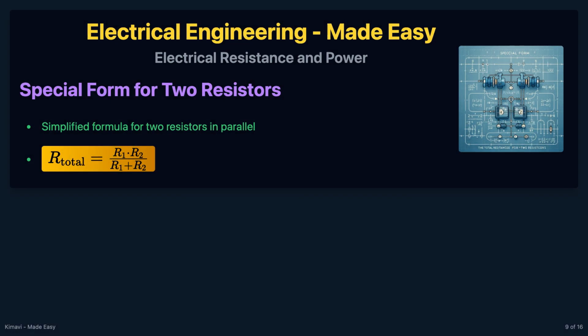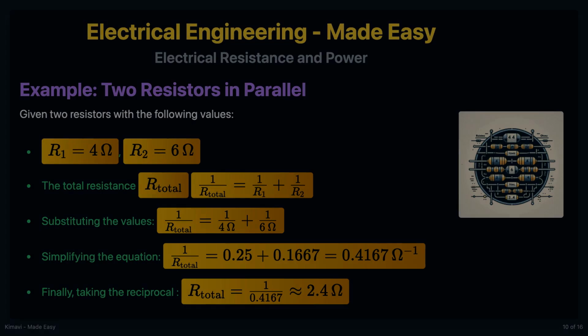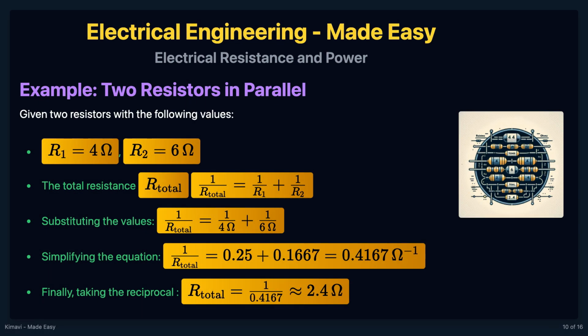For two resistors in parallel, the total resistance can be simplified to the formula R total equals the product of R1 and R2 divided by the sum of R1 and R2. If R1 equals 4 ohms and R2 equals 6 ohms, the total resistance is calculated as R total equals the product of 4 ohms and 6 ohms divided by the sum of 4 ohms and 6 ohms, which equals 2.4 ohms.